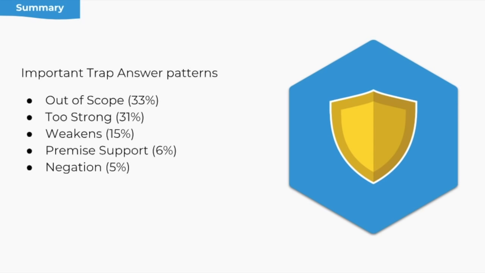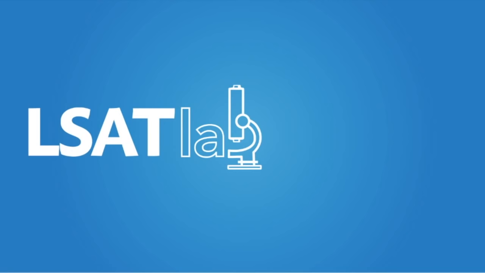And then the trap answers, the most important ones that you want to be paying attention to, are out of scope. Obviously, those are fairly easy to spot. Answer choices that are stronger than what you needed to assume. Answer choices that actually work against the argument. Ones that simply support some of the evidence or negate the relationship that was underlying or assumed to be the case within the argument. So that's it for today's lesson on necessary assumption questions.